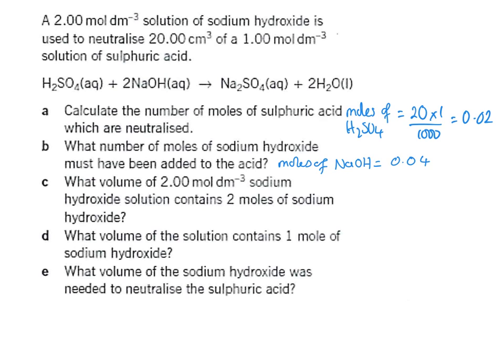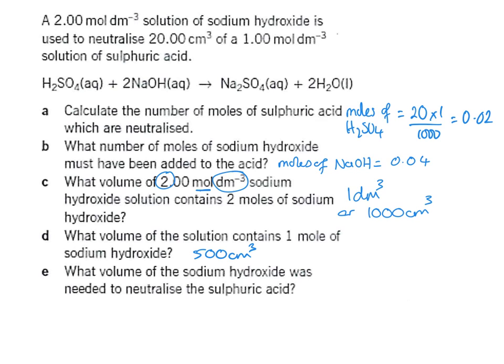What volume of 2 mole sodium hydroxide contains 2 moles of sodium hydroxide? Well, by definition, we have 2 moles per decimetre cubed. So we've got 2 moles in every 1 decimetre cubed, or we could say in every 1,000 centimetres cubed. So what volume contains 1 mole of sodium hydroxide? Well, if 1 decimetre cubed contains 2 moles, then half a decimetre cubed, or 500 centimetres cubed, will contain 1 mole.